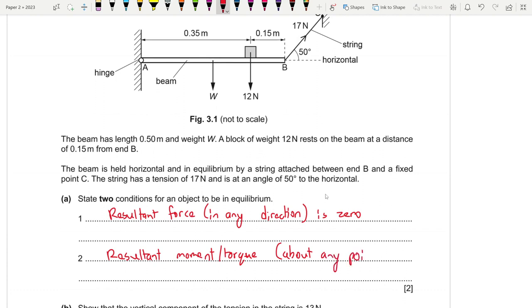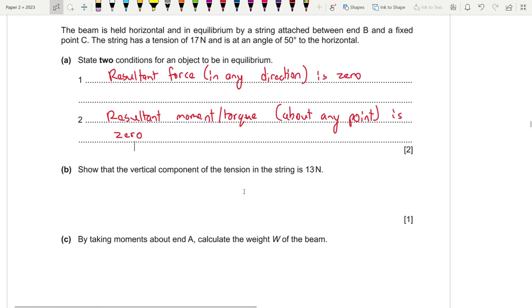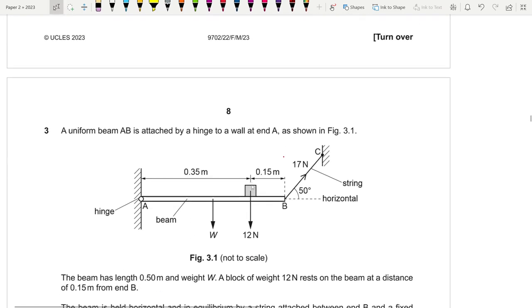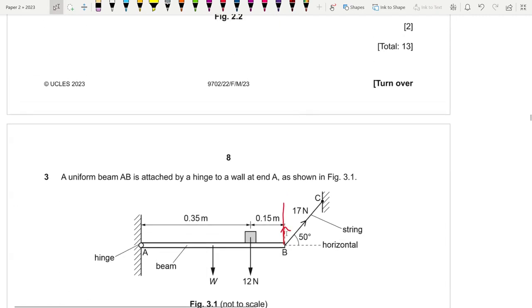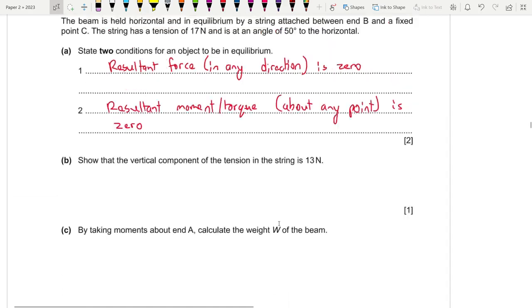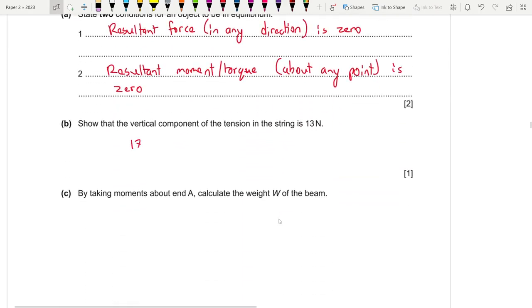Okay, show that the vertical component of tension in the string is 30 newtons. So they're talking about this component over here. So that's going to be 17 sine 50, right? 17 sine 50. Remember that the force with the angle is cos theta, and the force that is not with the angle, right? That's sine theta because of trigonometry. So 17 sine 50. How much is that? 13. Great.